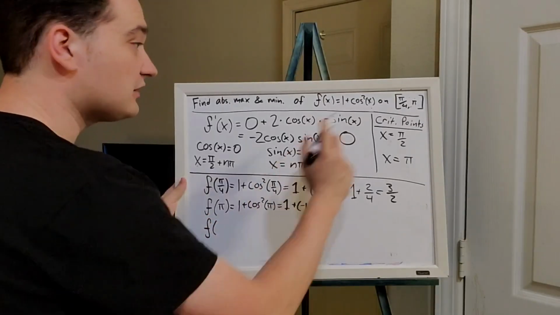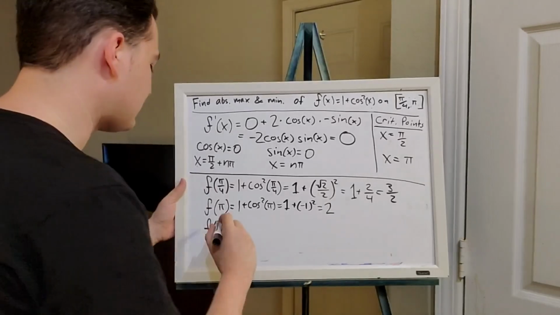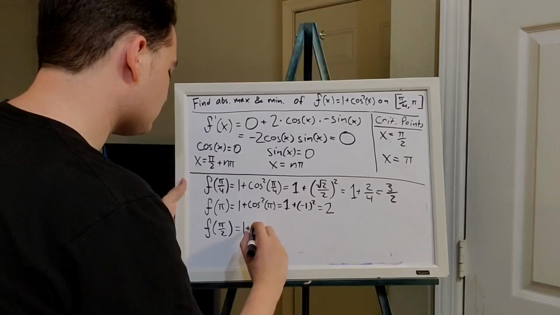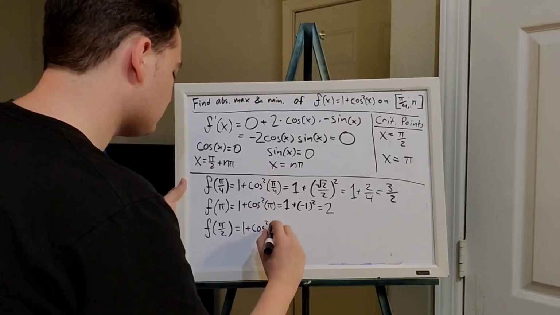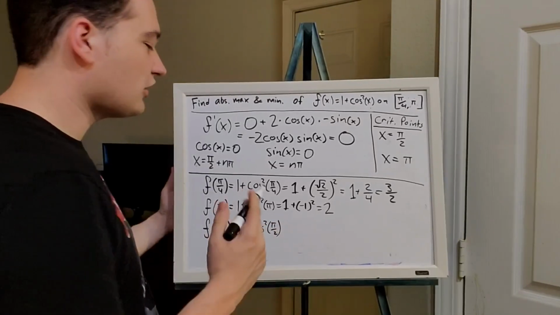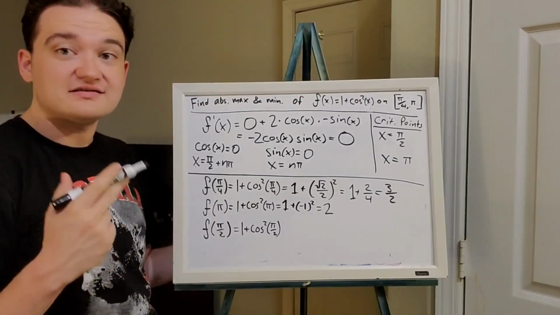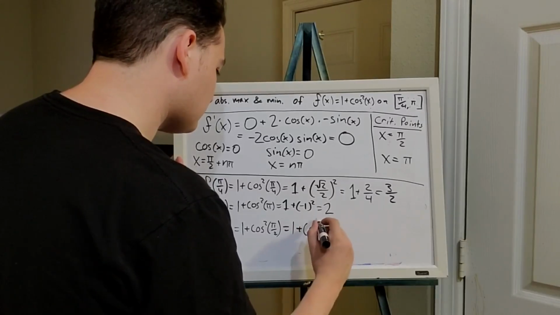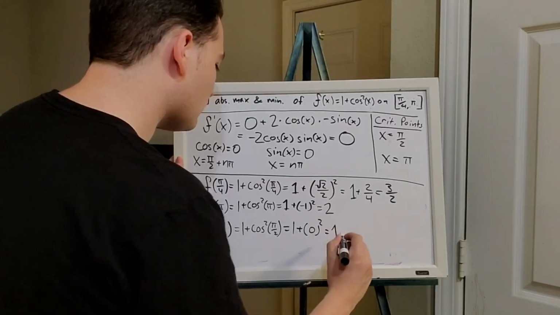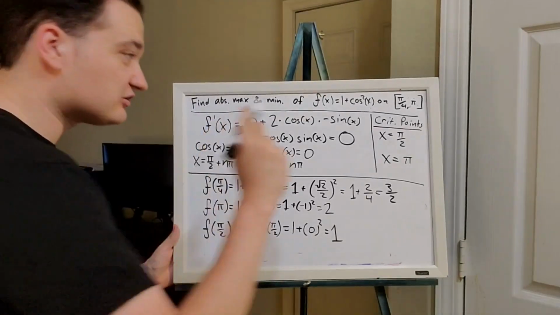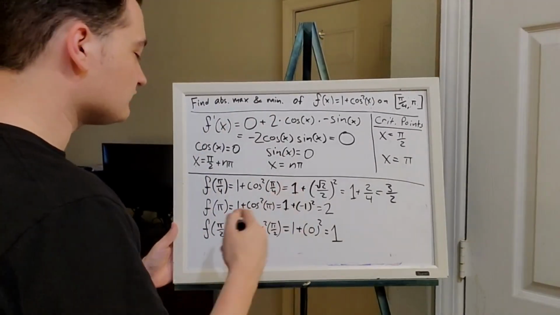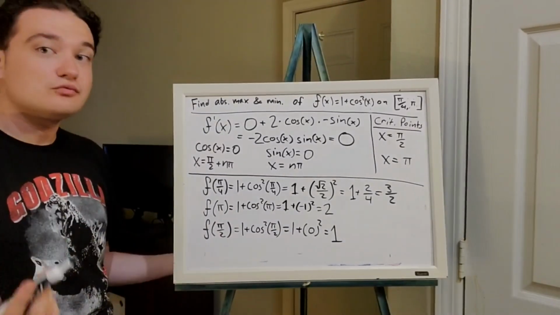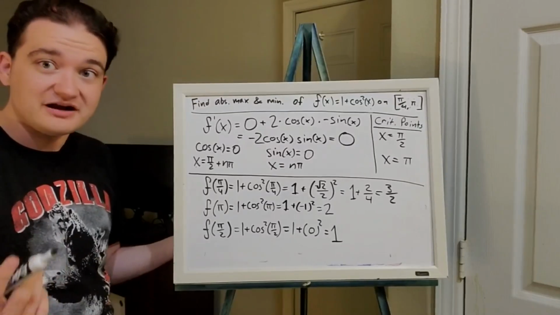F of pi over 2, we're checking our critical points now. Pi over 2, we have 1 plus cosine squared pi over 2. Cosine of pi over 2 is 0. So we have 1 plus 0 squared, which is 1. And then last but not least, we're going to check pi. Oh, well, we already checked it, didn't we? All right, so which one's our absolute maximum? Which one's our absolute minimum?